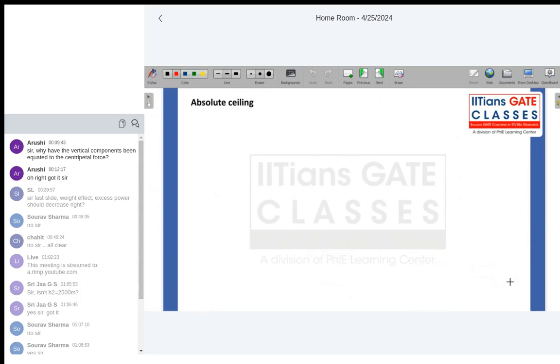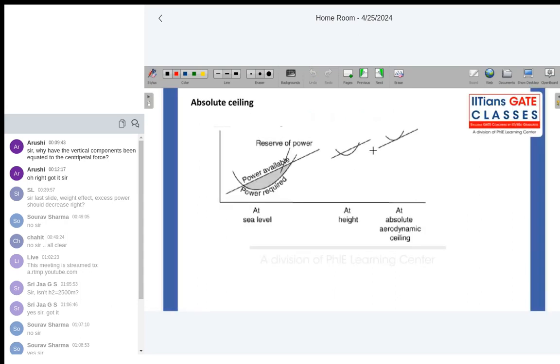Now let's talk about what is called the absolute ceiling. As altitude keeps on increasing, what happens? Power available keeps on decreasing. Power required keeps on increasing. At some point on the aircraft, your power available curve will just touch the power required curve.